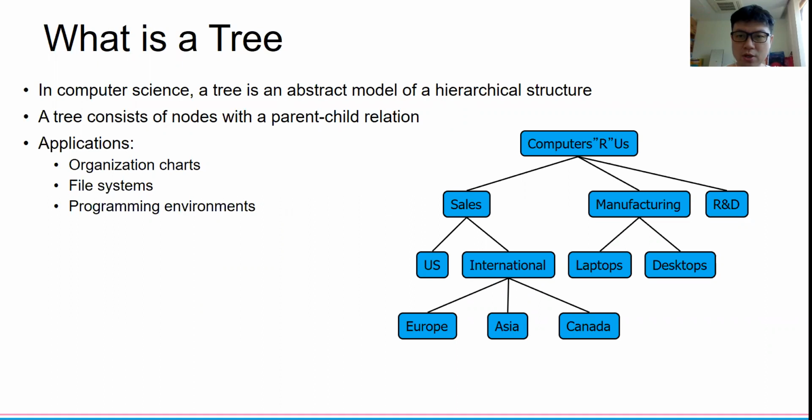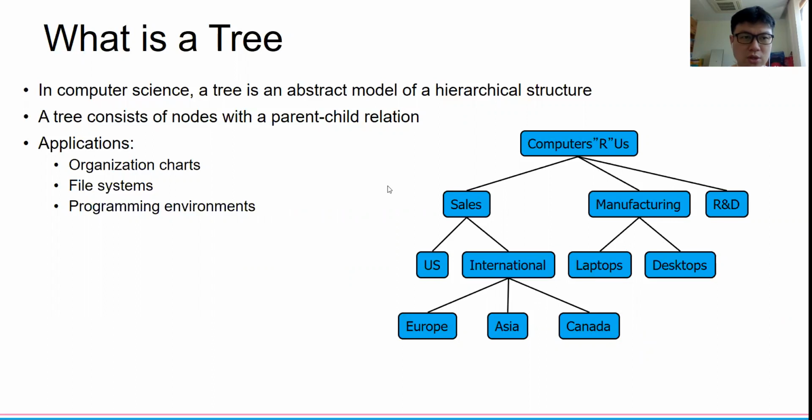For example, this is a company. Okay, so this is Computers R Us, I just want to make up a name. And in this company, we have the sales department, manufacturing department, and R&D department. For the sales, we have the US and the other international, for example Europe, Asia, Canada. For the manufacturing, we have the other production lines, for example for laptops and for desktops. Those kinds of hierarchy, we can put into a tree.